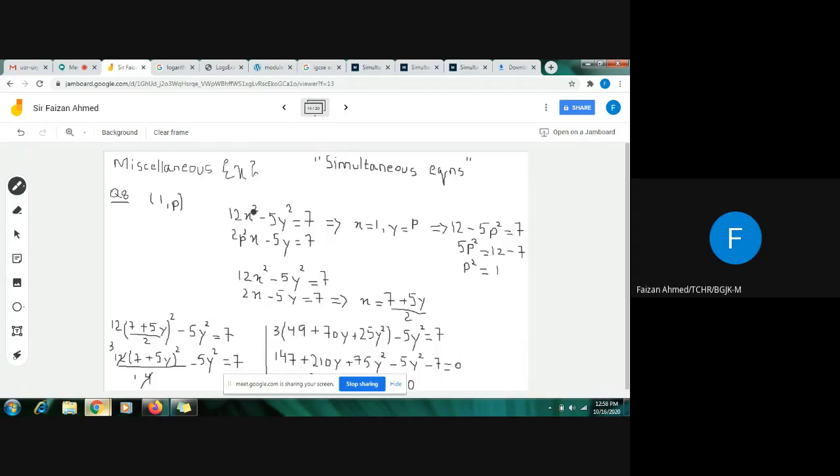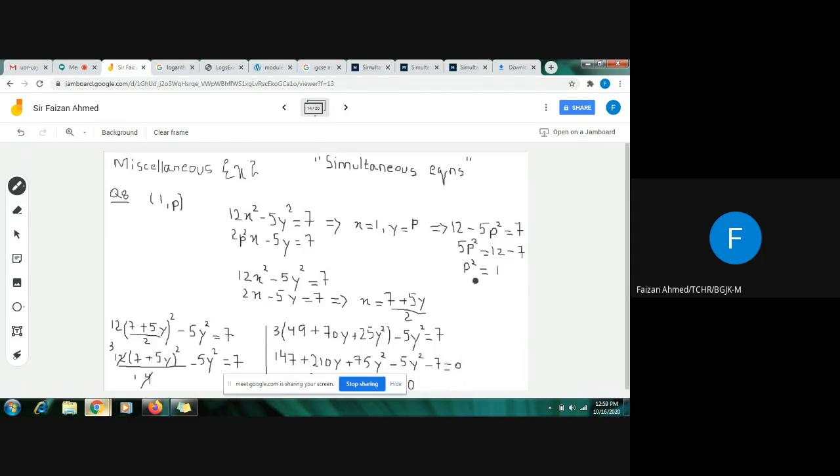x is 1, so 1 squared will be 1, so it will become 12, and then the negative sign, 5, and since y = p, I will put p in place of y, so this will become p². So 12 − 5p² = 7, and I will shift this 5p² to the other side, and this 7 to this side, so 5p² will be equal to 12 − 7, and p² will be equal to 1. And if you want to find the value of p, that will be ±1.